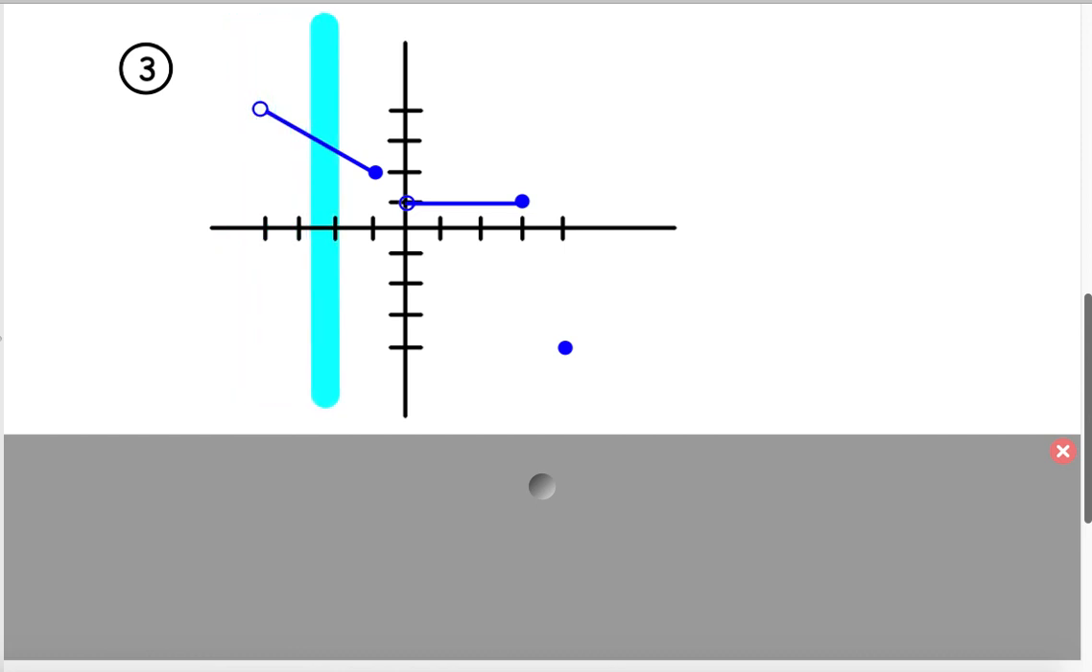Beep, beep, beep, beep, and then it stops, and then beep, beep, beep, and then it stops, and it beeps one more quick time, and then it doesn't beep anymore. So whenever it beeps, the value of x is in the domain.